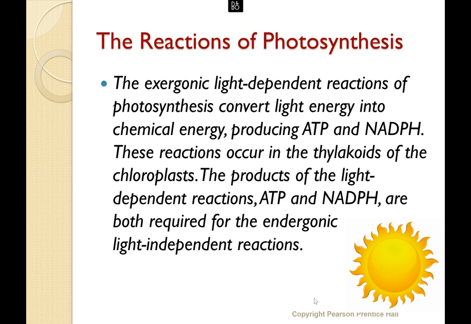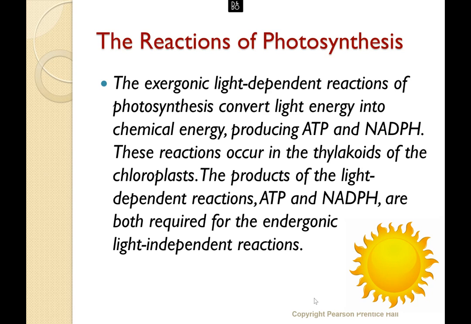This is a nice explanation of the whole thing. Exergonic, light-dependent reactions of photosynthesis convert light energy into chemical energy, producing ATP and NADPH. Now let's back up a little bit. Exergonic means producing energy or giving off energy. So the first parts of photosynthesis are actually producing ATP, and it's that energy that's going to allow the rest of the reactions to happen.